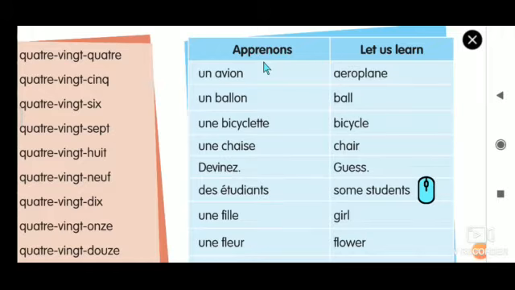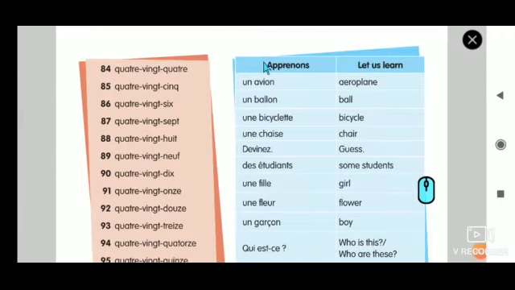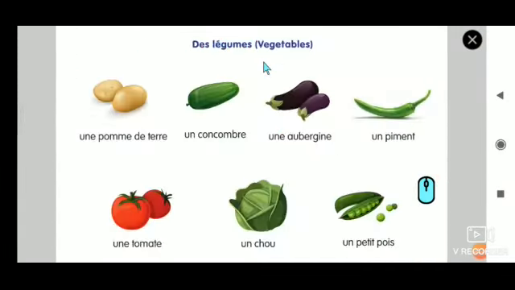Eraser, scale, pencil. So règle means what? Une règle. So the right answer is scale or ruler. Scale is otherwise called as ruler. So that's how you have to find it. So the après-nous revision is over. Let's go to fruits.